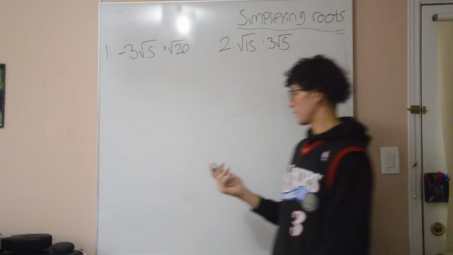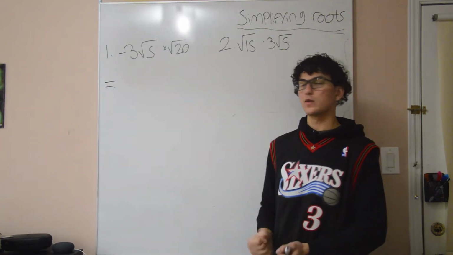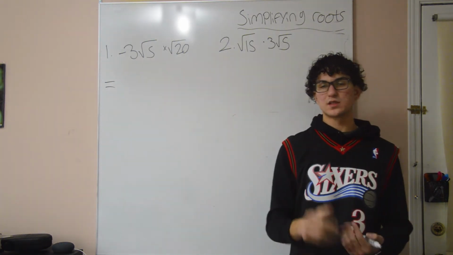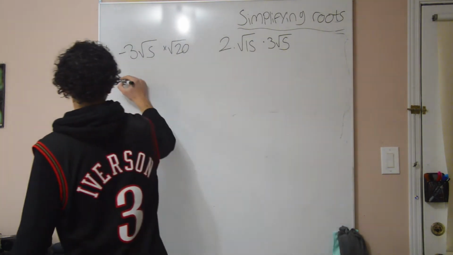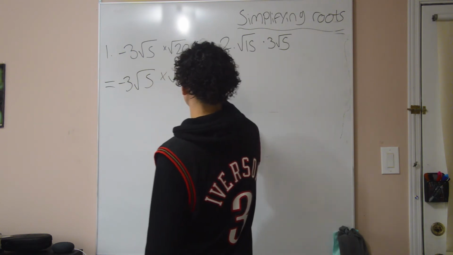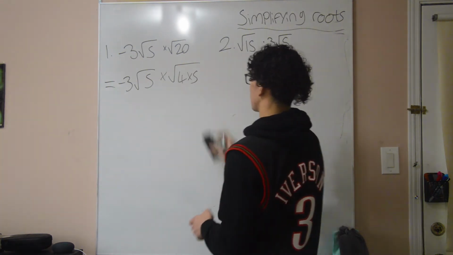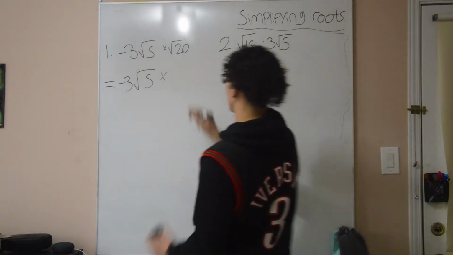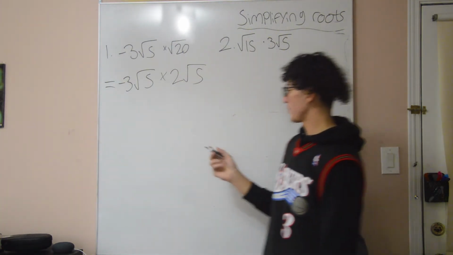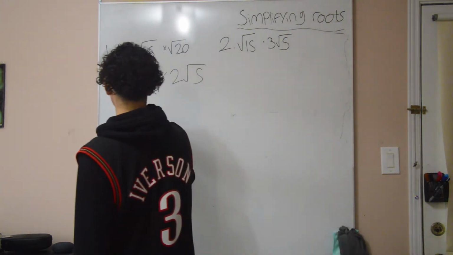Okay, so on to some examples. Now, when dealing with examples, we can do one of two things. We could multiply them and then reduce, or we could reduce first. So I'm actually just going to go ahead and reduce first. This 20, we can change it to root 4 times 5, right? And well, root 4 times 5 becomes 2 root 5. Just like that. So then from here, well, we know negative 3 times 2 is negative 6.